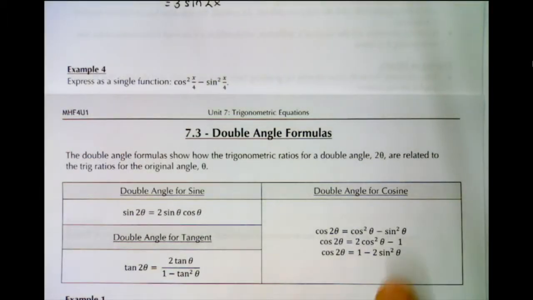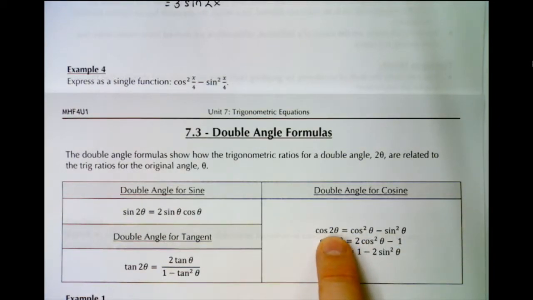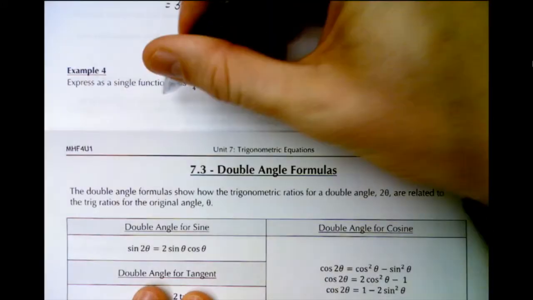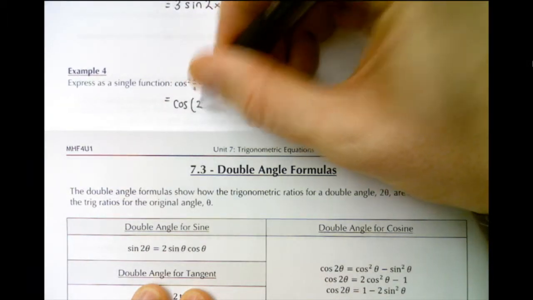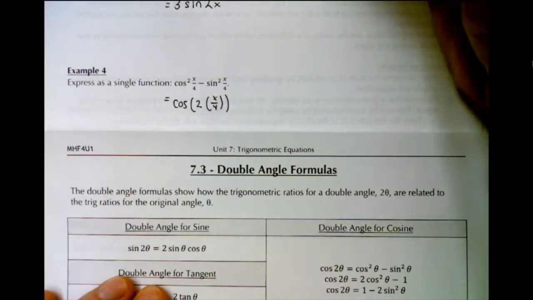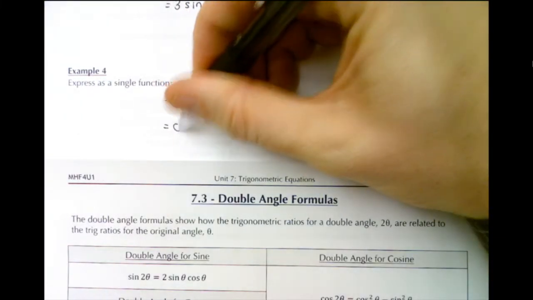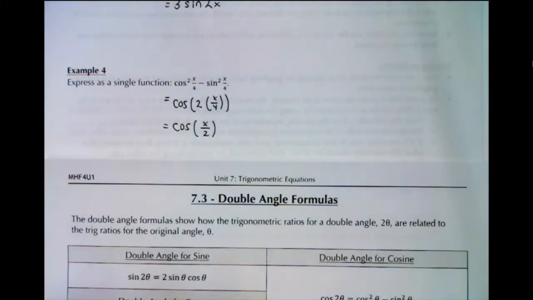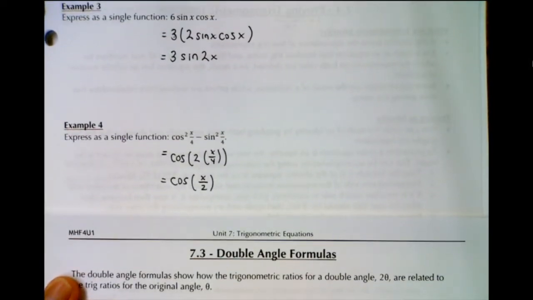So by patterning, that means that if we want to condense this into one function, cosine, we would write this as cos 2, and instead of theta, we would write x over 4. So here we go. We can condense this into cos 2 times x over 4. And then we just have to do a little bit of math to simplify. 2 times x is 2x divided by 4. 2 over 4 is a half. So we've got cos of x over 2. So there's two examples of using the double angle formula to simplify an expression.